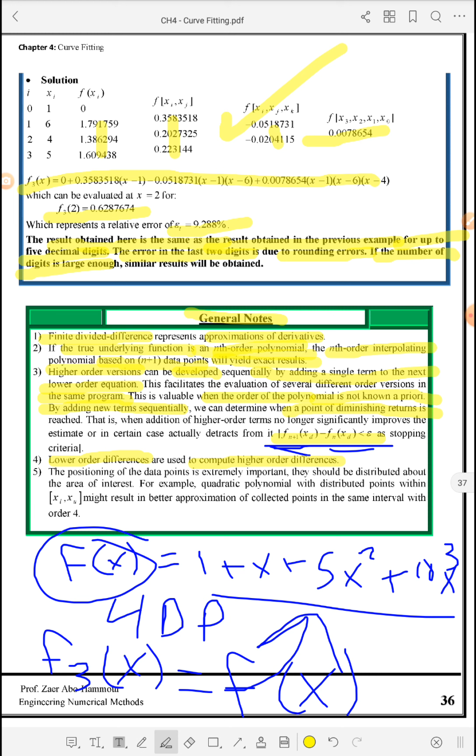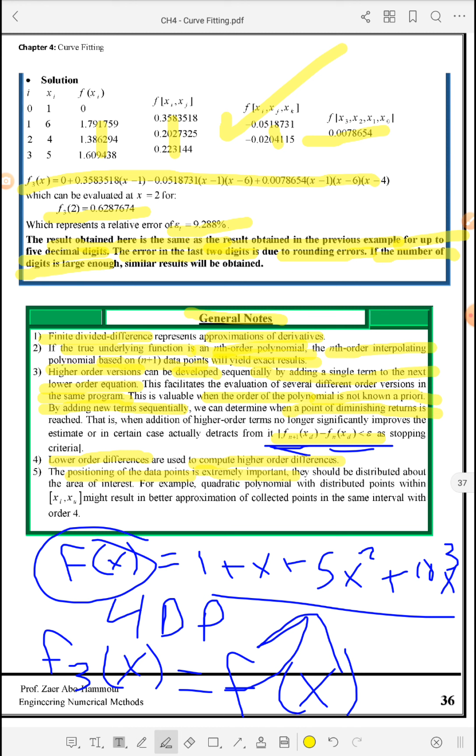This is what I mentioned previously: if we want to calculate the second order, it will be based on two first order. If we want to calculate the third order divided difference, it will be based on the calculation of two second order divided differences. And the final note regards the positioning of the data points, or the sampling. The positioning or the sampling of the data points is very important.